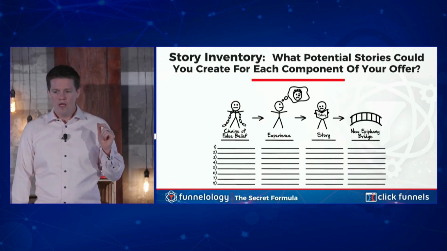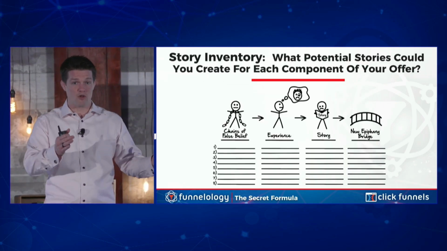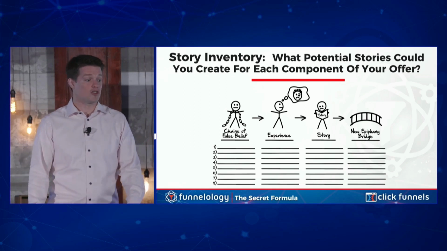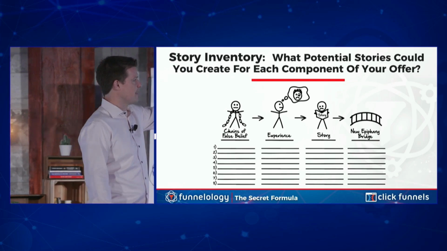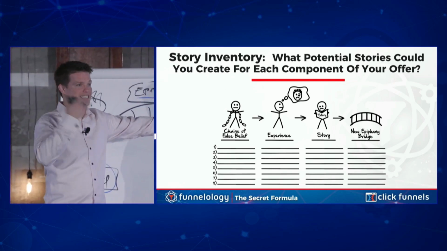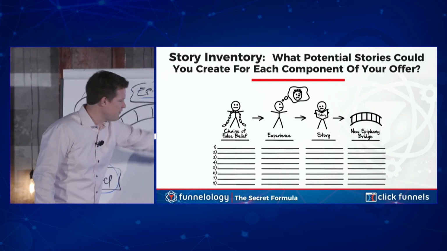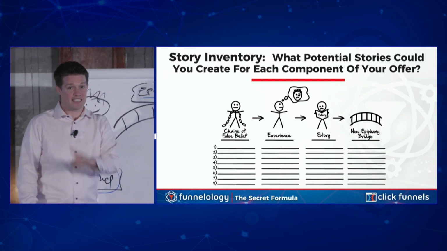So we talked earlier about you guys putting together a product inventory. The next thing on your homework assignment is to start putting together a story inventory. You come back here and say, okay, what are the chains of false belief my customers have? They have false beliefs about this and this and this. List out at least 10 false beliefs that your customers have. That's step number one.